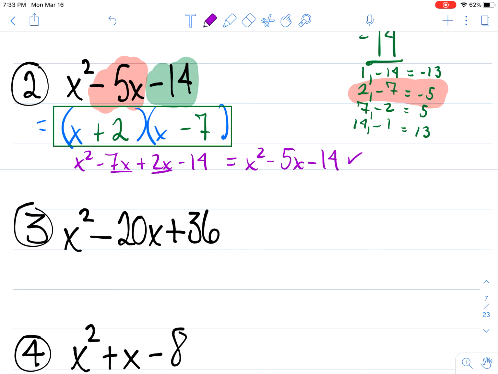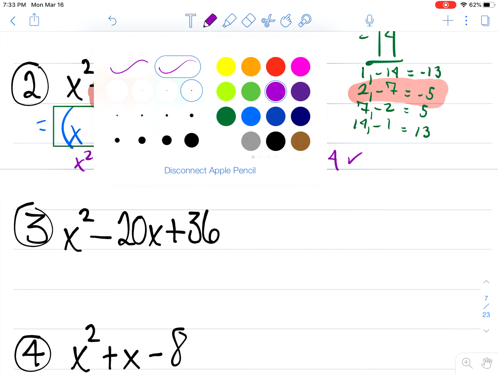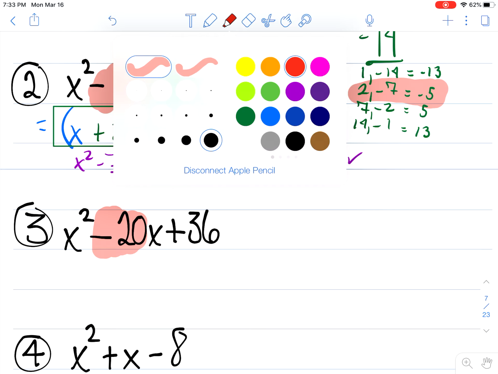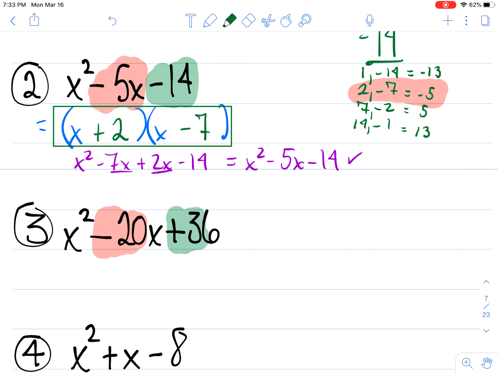If you notice, we have an interesting sign configuration here. My sum has to be a negative value, but my product has to be a positive value. I'm going to give you a minute. I'm going to hit the pause button for a second. I want you to figure out what kind of numbers in my factor pair my signs must be in order to make this happen. A negative sum and a positive product.